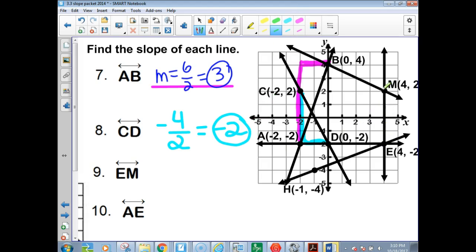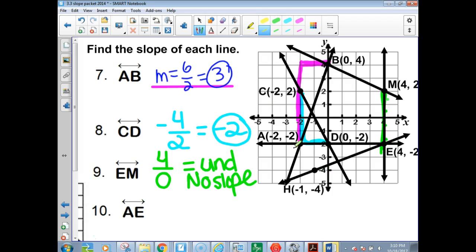Uh-oh, EM. There's not one more left than the other. I get to go 1, 2, 3, 4 up, but it can't go over at all. It goes over 0, and I can't divide by 0, so this is the line that is undefined slope or no slope. And that's because it's vertical.